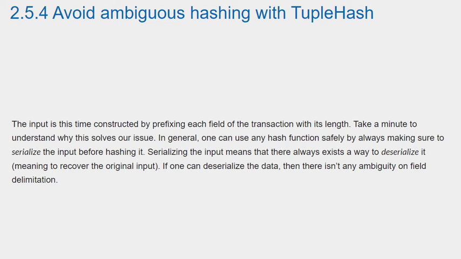In general, one can use any hash function safely by always making sure to serialize the input before hashing it. Serializing the input means there always exists a way to deserialize it, meaning to recover the original input. If one can deserialize the data, then there isn't any ambiguity on field delimitation.